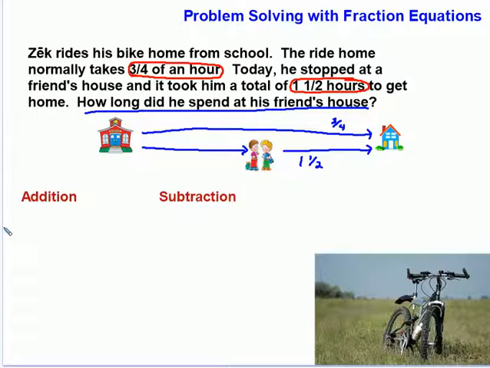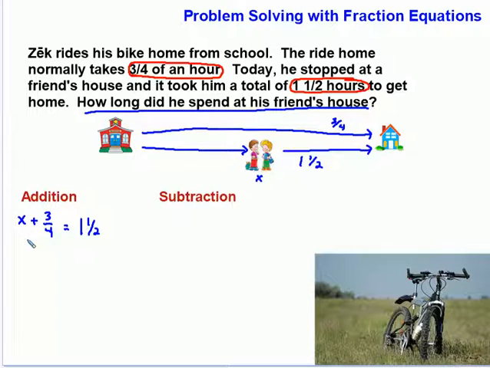So let's set up an equation. We'll start with what we don't know. We don't know how long he stayed at his friend's house, so we use an x for that. What we do know is that it normally takes him 3/4 of an hour to get home, and today it took him some extra time. So we can say that x plus 3/4 of an hour is equal to 1½ hours. That's because originally it took him 3/4 of an hour, and we're adding x. And now his new time is 1½ hours.